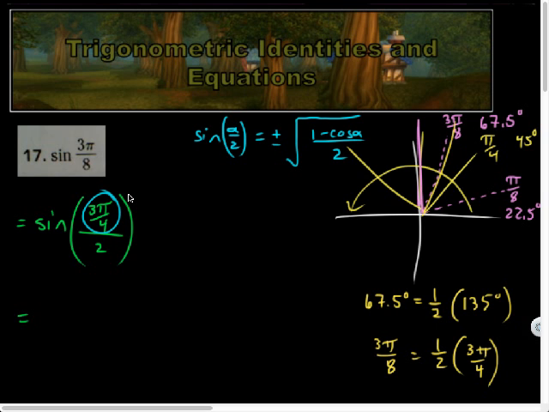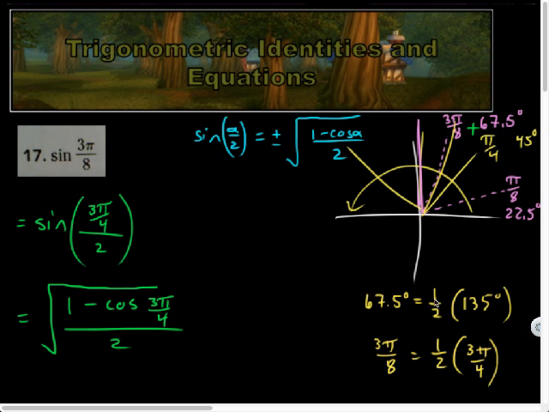And one of the things I want to ask you guys is this plus or minus is based off of the quadrant that I'm in. Alpha over 2. So not the quadrant that this alpha is in, but the quadrant that the entire thing is in, or 3 pi over 8. 3 pi over 8 is in quadrant 1, so what is sine going to be? Positive. So I'm expecting this to equal the positive square root of 1 minus cos alpha, which is 3 pi over 4.